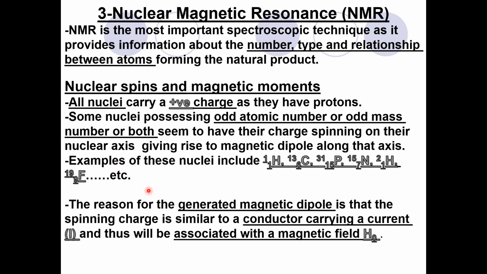Therefore, NMR is a phenomenon observed for some isotopes of certain atoms. For example, carbon 13, H1, H2, H3, F19, B11, N15, and so on. Those nuclei or atoms with even mass number and even atomic number are not NMR active. For example, O16 (atomic number 8) or O18. These are not NMR active.